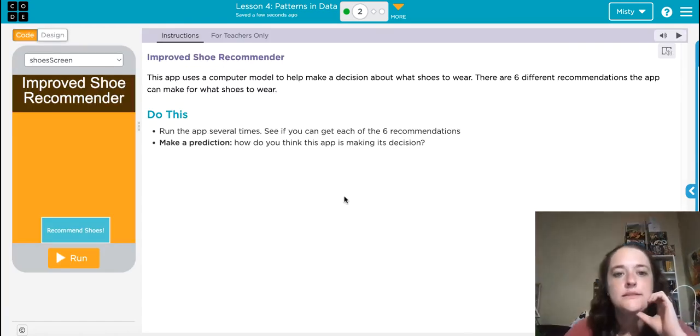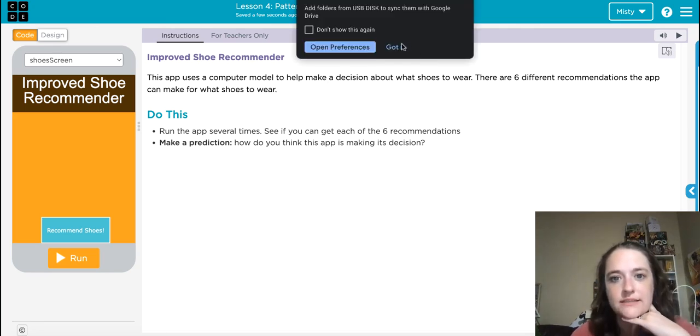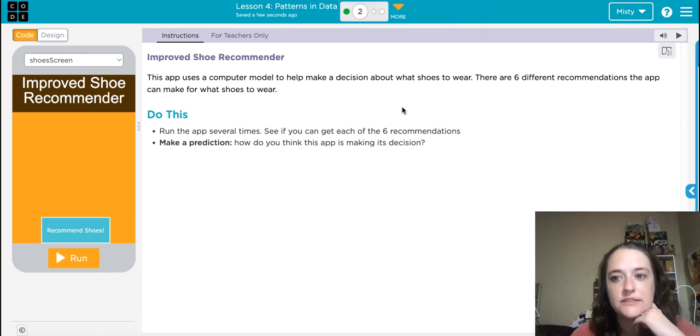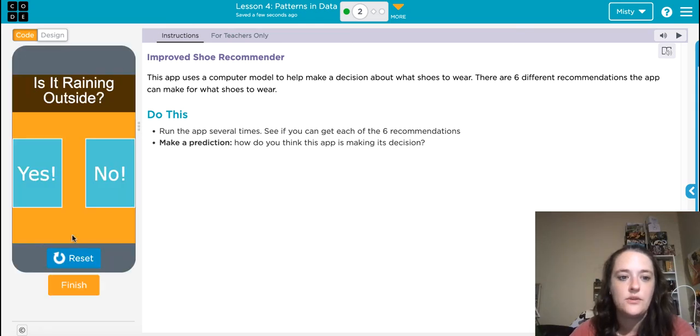Okay, so this app uses a computer model to help make a decision about what shoes to wear. There are 6 different recommendations the app can make for what shoes to wear. Run the app several times. See if you can get it. Oh, is it raining outside?